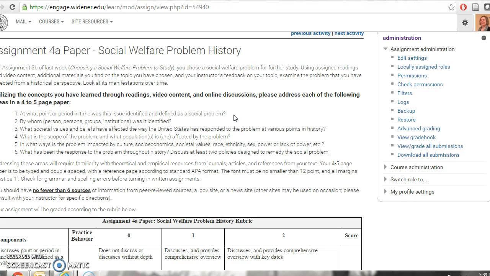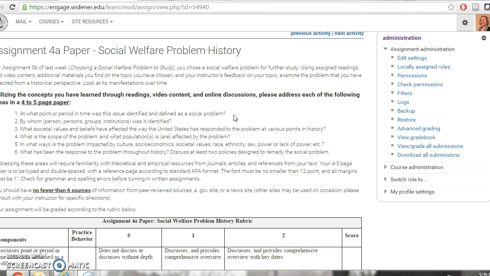And then sixth, you're asked to describe what the response to the problem has been throughout history, and then discuss at least 2 policies that have been designed to remedy the problem. So don't try to do too much here. You're not being asked to solve the problem yourself in this paper, but what you do need to do is, through your research, identify 2 policies that have been enacted or designed to address the problem and talk about those. And as I'm reading your assignment 3Bs this week, and I will do my best to get those back to you very quickly, I will be giving you some feedback as well that hopefully can help guide you through this process.